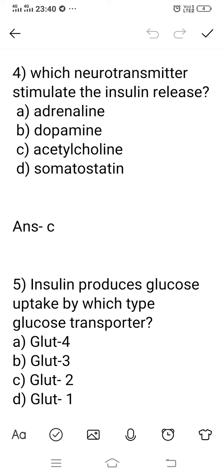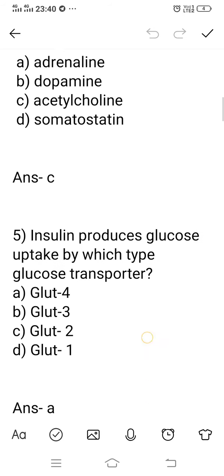Okay. Acetylcholine is one type of neurotransmitter which stimulates the insulin release, but adrenaline and dopamine are neurotransmitters which inhibit the insulin release. And somatostatin, which is released from the gamma cells of the pancreas, also inhibits the insulin release. Okay, so option C is the right answer.